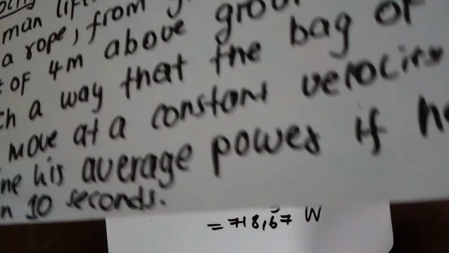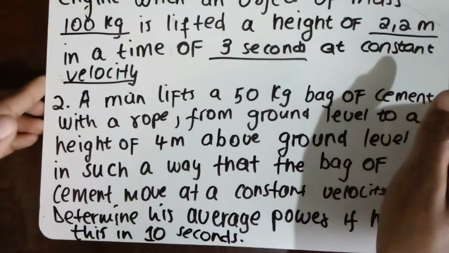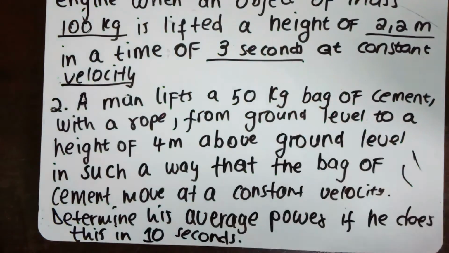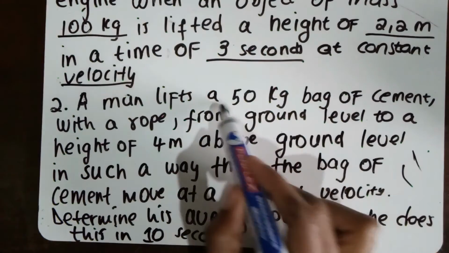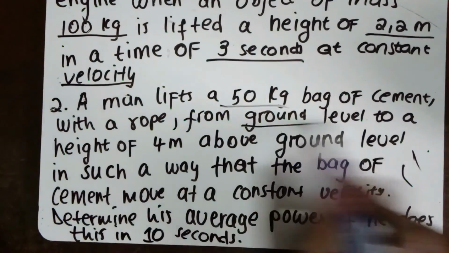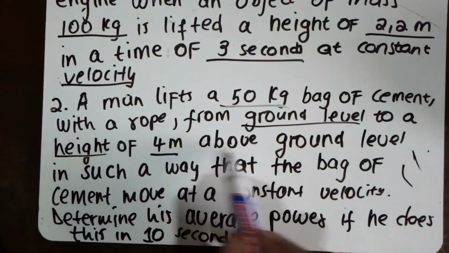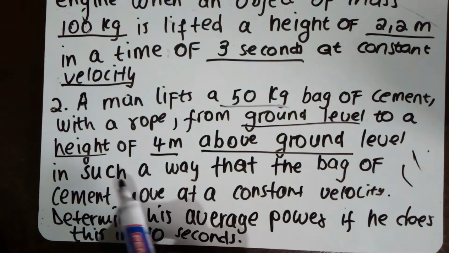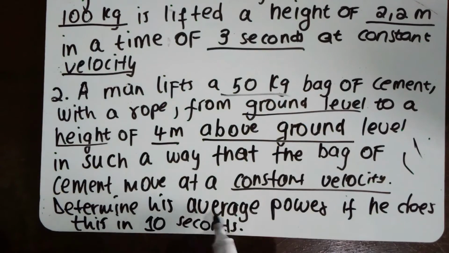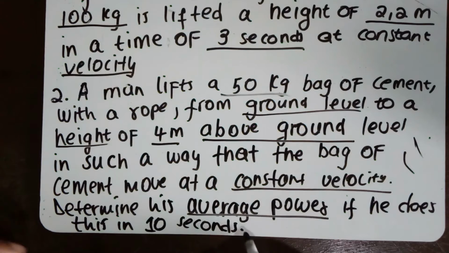The second question said to us, a man. So we have a man who lifts a 50 kg bag of cement. So mass is 50 kg with a rope from the ground level to a height of about 4 meters above ground, and in such a way that the bag of cement moves at a constant velocity. Determine his average power if he does this in 10 seconds.